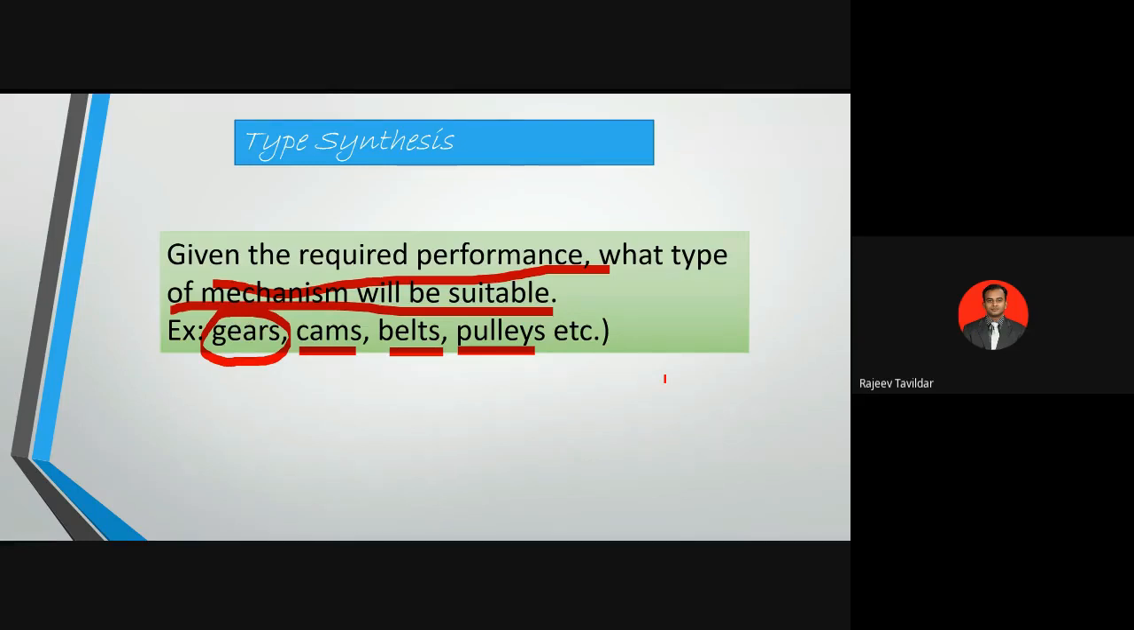Say a simple example. You have two-wheeler bikes, so you can take any bike, say Pulsar or Apache. You can see the mode of transmission of power over there. It is through the chain drive, that is, we have a chain sprocket assembly. Now, if you take another two-wheeler, say for example Honda Activa, we don't have a chain transmission over there. Instead, we have a belt transmission. So in these two vehicles, they have focused on this type synthesis. For one vehicle, they have chosen the mode of transmission as chain. For the other one, they have chosen belt drive. I hope the concept is clear.